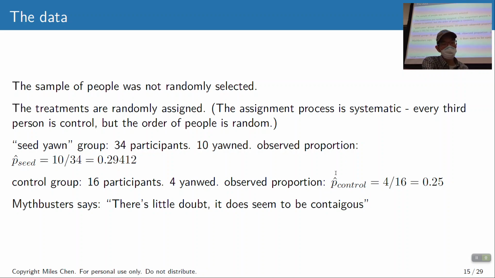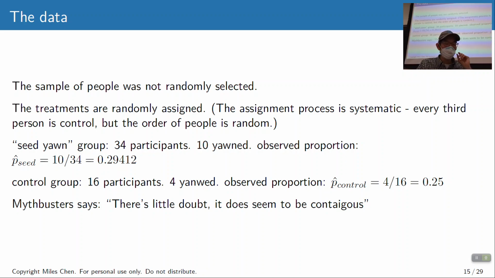Now, one thing to note is the people that were selected, it's not a random selection, okay? But the treatments were randomly assigned. Technically, they were systematically assigned in that they said every third person is in the control group. But if you imagine this line of 50 people coming in, the order of people in that line is kind of random. So on another day, those 50 people could be in a different order, and then different people would have been in the control group and different people would have been in the seed yawn group, okay?